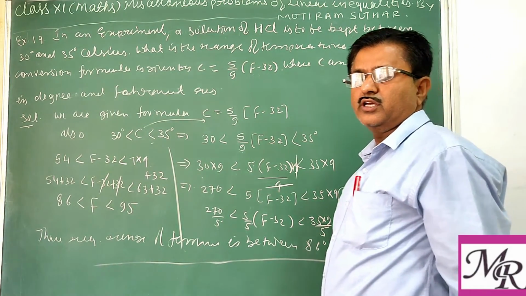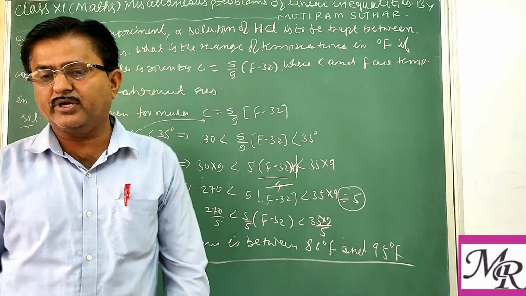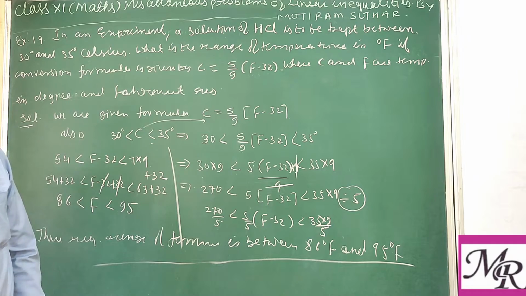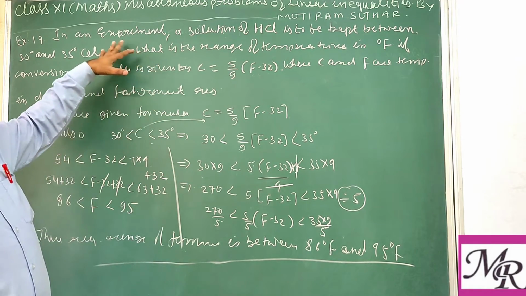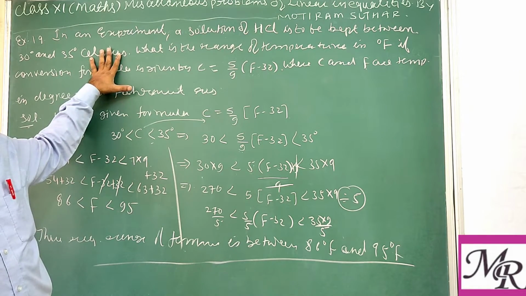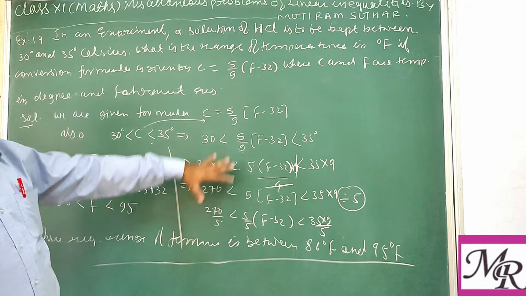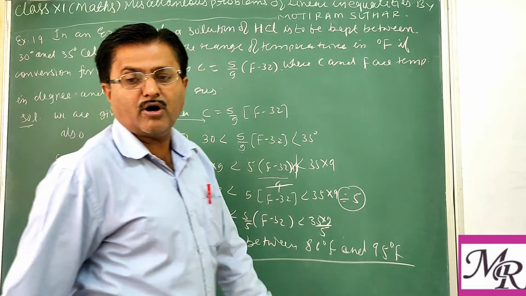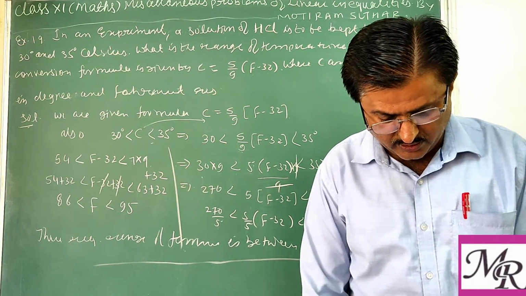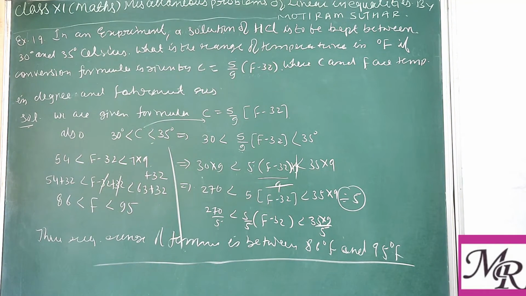As you already know, there are two units of the temperature generally we are using. So if someone knows the range of the hydrochloric acid in degree Celsius, then how to convert into degree Fahrenheit, that we have to see with the help of inequality. So by using inequality you can find the temperatures.